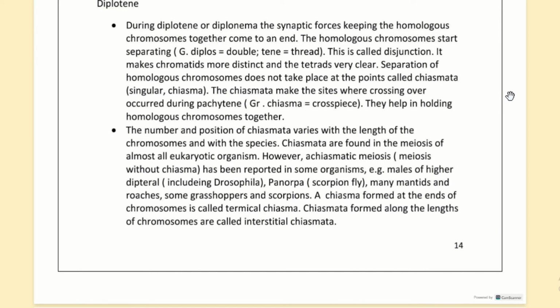Chiasmata are found in the meiosis of almost all eukaryotic organisms. However, achiasmatic meiosis has been reported in some organisms. For example, males of higher dipteran Panorpa or scorpion fly, many mantids and roaches, some grasshoppers and scorpions. A chiasma formed at the end of a chromosome is called a terminal chiasma. Chiasmata formed along the length of chromosomes are called interstitial chiasmata.